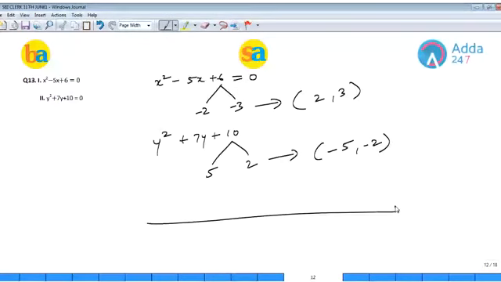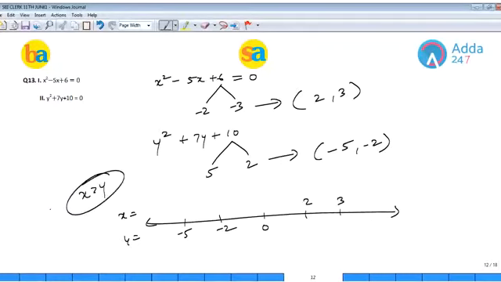Now we will represent the values of x and y on number line. X, y. So the values of x will lie here and here, 2 and 3. And the values of y will lie here and here. So we can clearly see from here that both the values of x are greater than both the values of y. So x is greater than y here. And the correct option will be B.